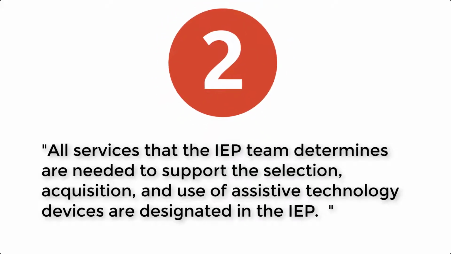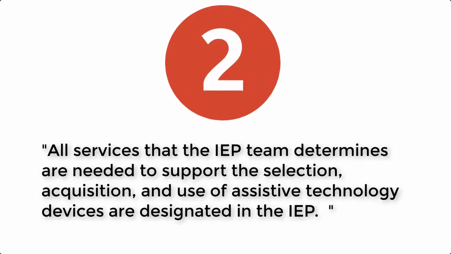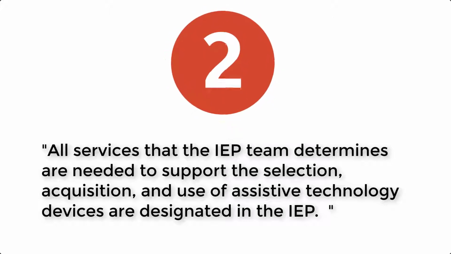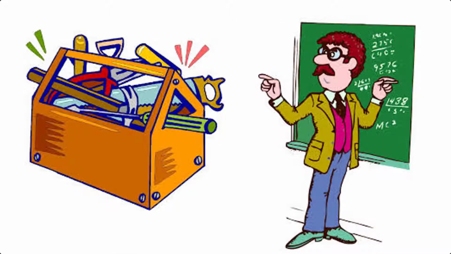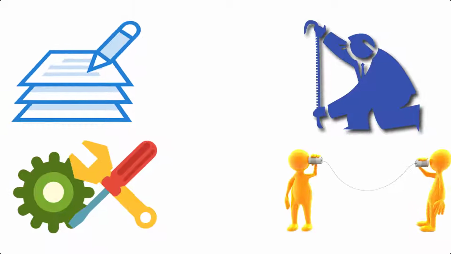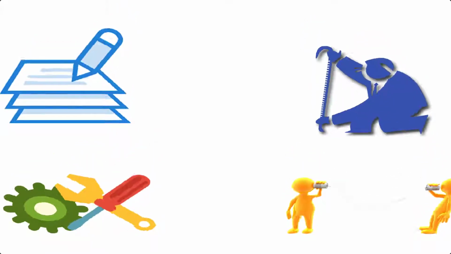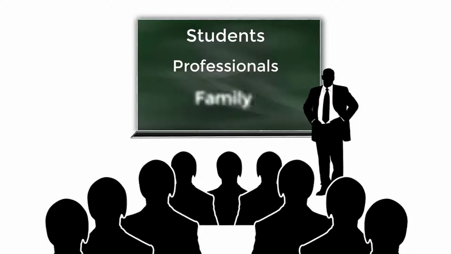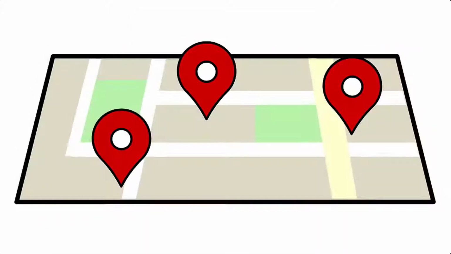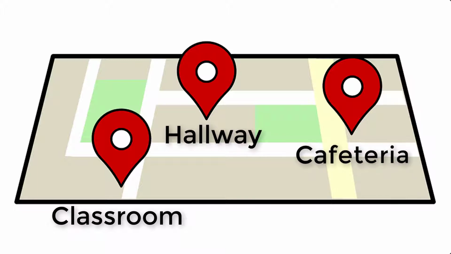Number two, all services that the IEP team determines are needed to support the selection, acquisition, and use of assistive technology devices are designated in the IEP. AT tools cannot teach or support themselves. They rely on evaluations, customization, maintenance, coordination between multiple services at times, and training for the professionals, family. This training is even unique to the environment that they're going to be in. What may happen in a classroom may still be different than what happens in the hallway or at lunchtime. So the IEP should demonstrate how these provisions will be made.